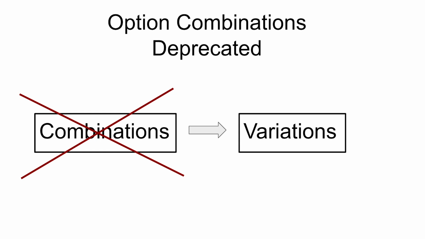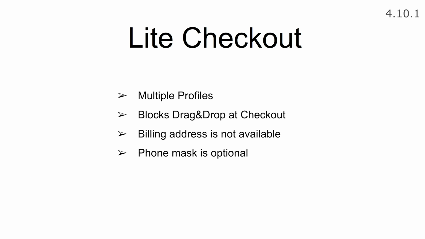As I said, combinations are deprecated. You should use product variations instead. What next?